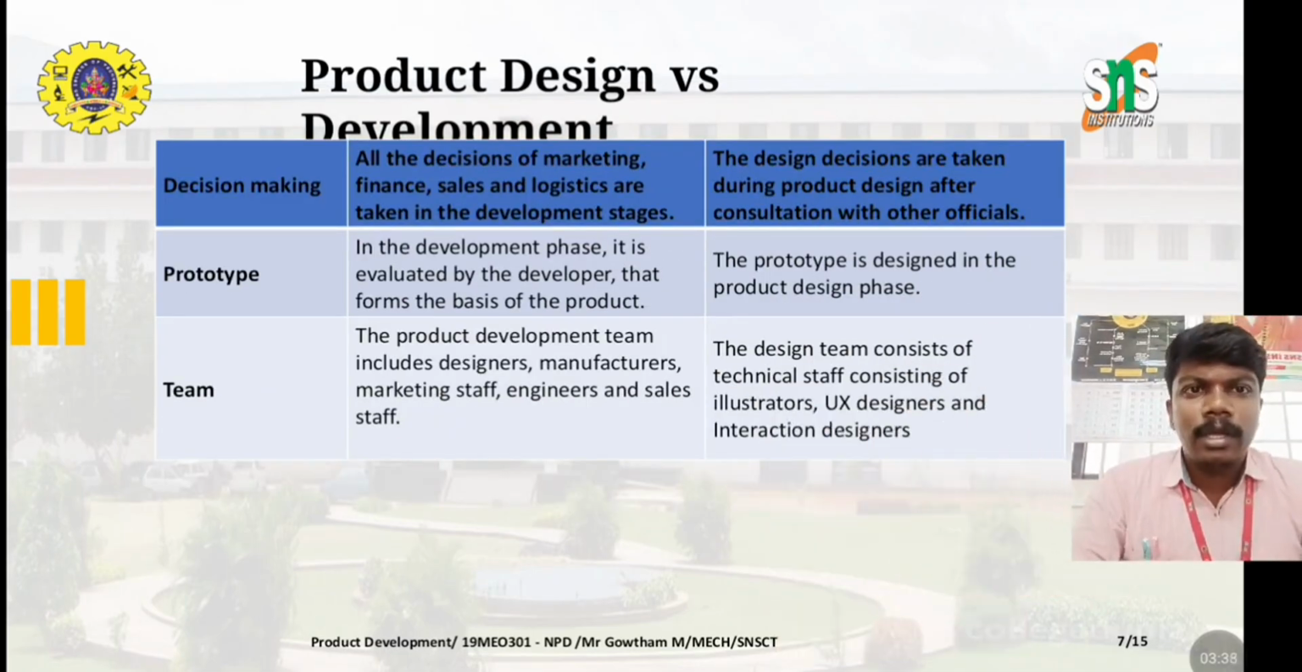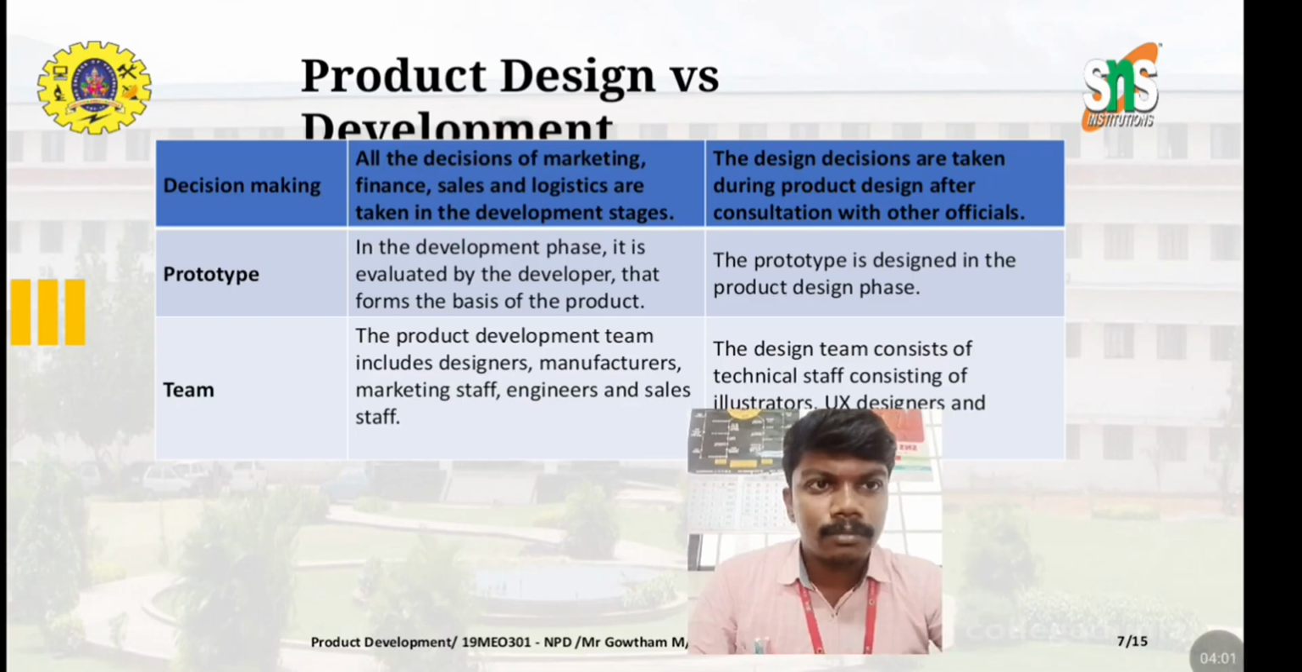Then followed by decision making, prototype and team. All decisions of marketing, finance, sales and logistics are taken in the development stages. Next, design decisions are taken during the product design. In the development phase, it is evaluated by the developer that forms the basis of the product. Then a prototype is designed for the product design. We have created the UI, UX definition, etc.